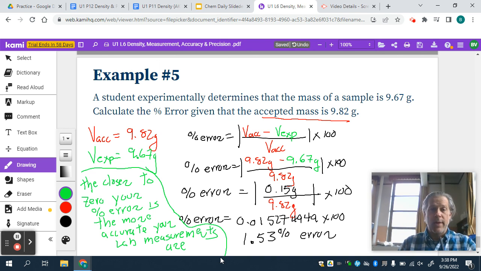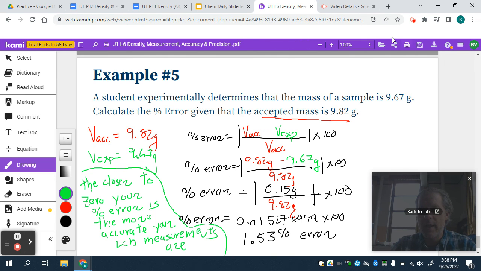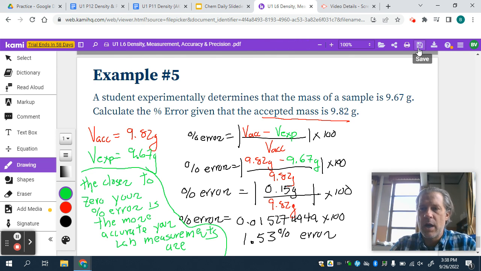All right. So that sums up lesson 6, or unit 1, lesson 6. And you'll have some practice with this very shortly. But for now, that's where we're at, and we'll touch base and talk soon if you have any questions.